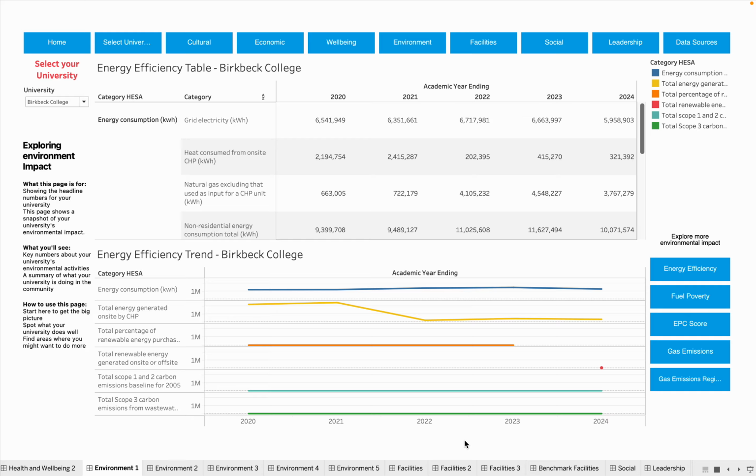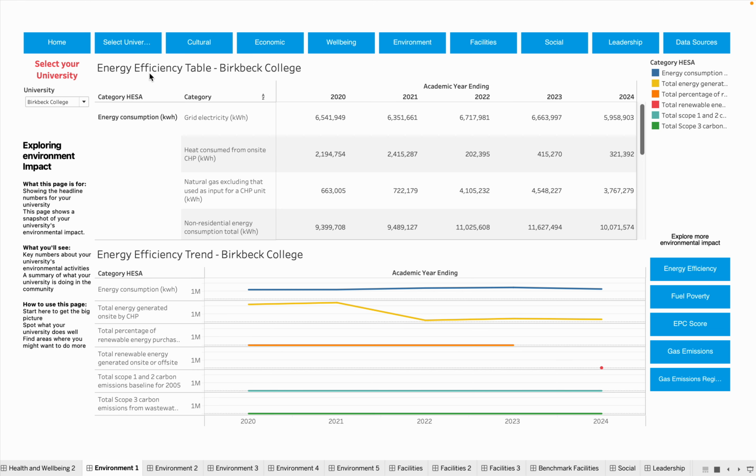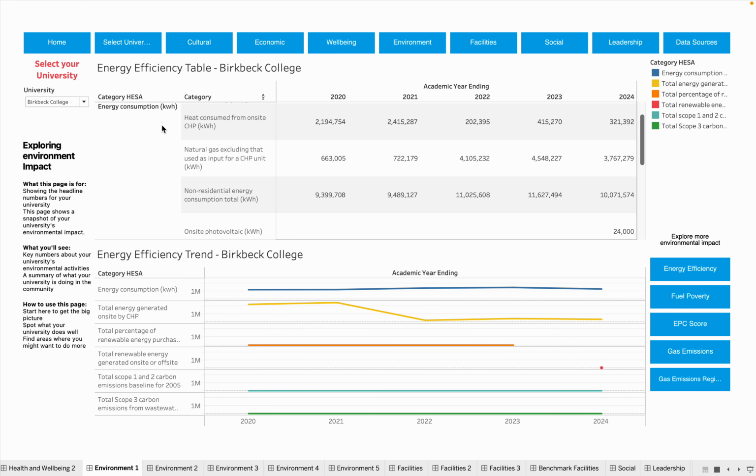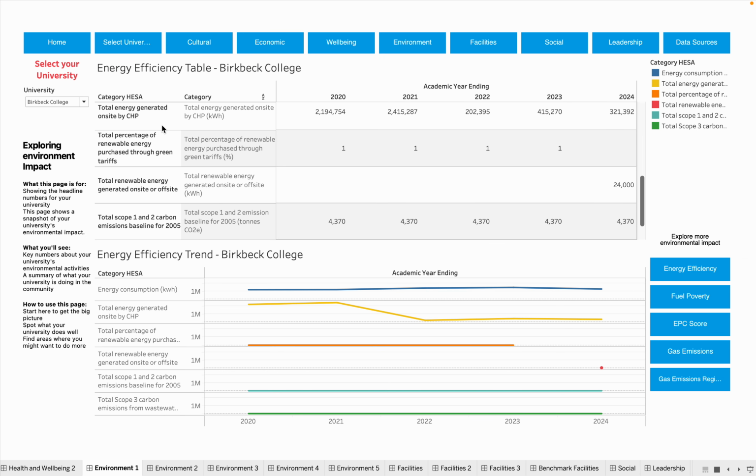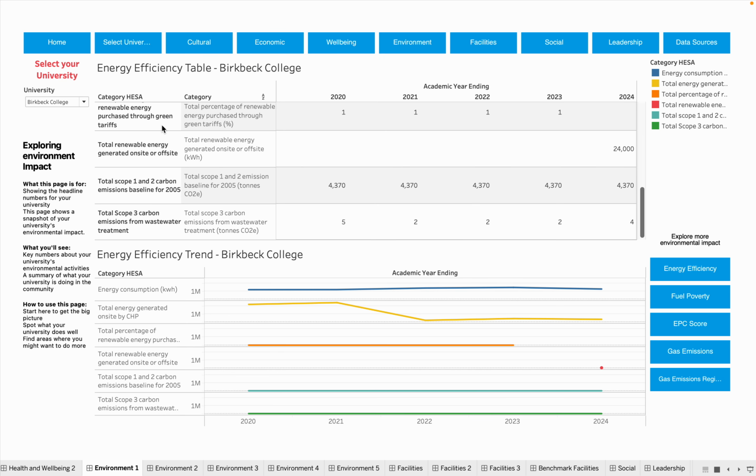So, environmental impact. We are looking at the first type of analysis for environment, the energy efficiency. For energy efficiency, these are the metrics with their actual numbers for each academic year: the energy consumption, and what the university is doing regarding all these metrics in carbon emissions, renewable energy, and the such.